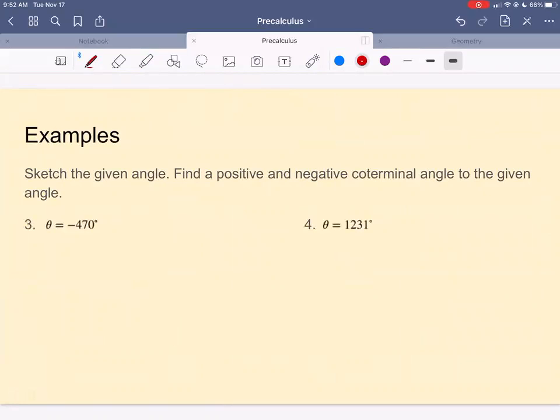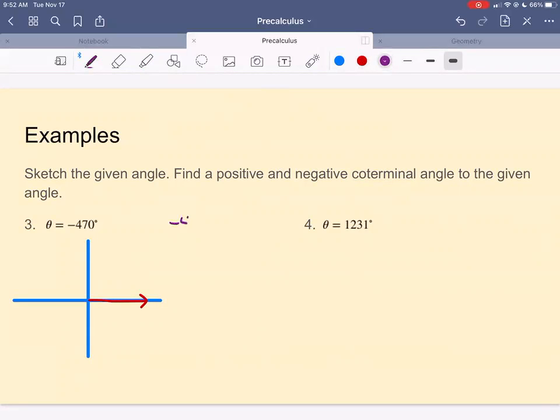Now if we look at this one here, number 3 is bigger than 360, and it's negative. So first we want to draw our coordinate plane so that we can sketch. I'm going to get that initial side all set up because we know that it's going to be there. Now let's find our coterminal angles first. Just get that out of the way.